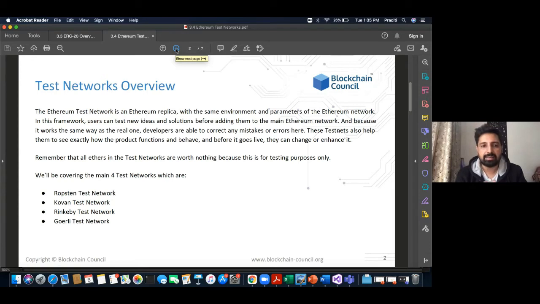In this framework, users can test new ideas and solutions before adding them to the main Ethereum network. And because it works the same way as the real one, developers are able to correct their mistakes if they have committed any. These testnets also help them to see exactly how the product functions. They're able to record the behavior before it goes live on the main network. Remember that all ethers in the test networks are worth nothing, because this is for testing purposes only. We'll be covering 4 main test networks, which are Ropsten, Kovan, Rinkeby, and Goerli.